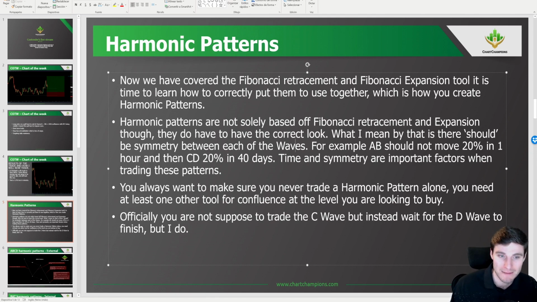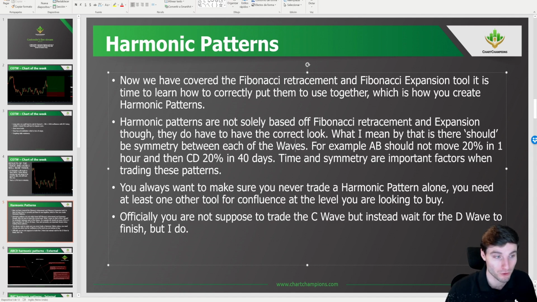For example, AB should not move 20% in 1 hour, and then CD move 20% in 40 days. Obviously the symmetry would be down, then say whatever happens on the next leg, and then it's massively sideways for ages. There's no symmetry between the waves, and I would say it's not a valid harmonic pattern from my perspective. So you want to see the symmetry, and this is where Fibonacci time comes into play. But we'll be getting to Fibonacci time very shortly.